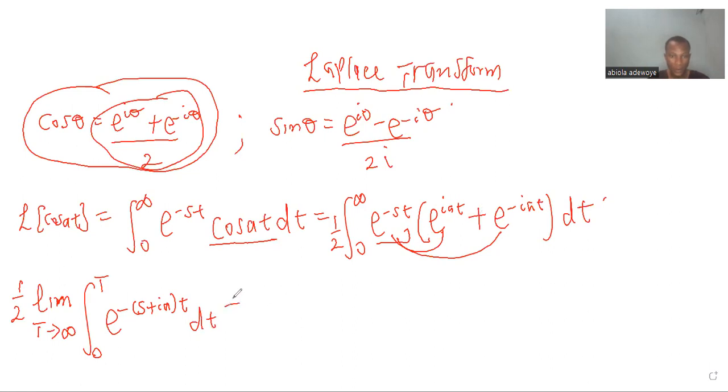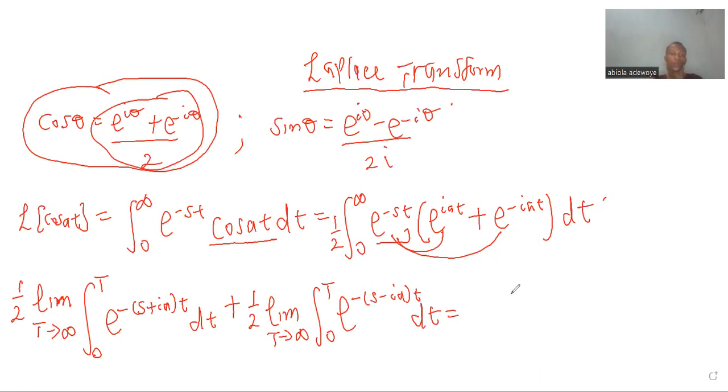plus this second value of the integral, plus 1/2 limit as t tends to infinity, integral from 0 to t, exponential minus s minus ia, close bracket t dt. So what does that mean? It means now, since 1/2 is common for both, can we bring it out to be 1/2? Now, when you integrate exponential raised by minus s plus ia, we are going to have minus, that'll give us what?